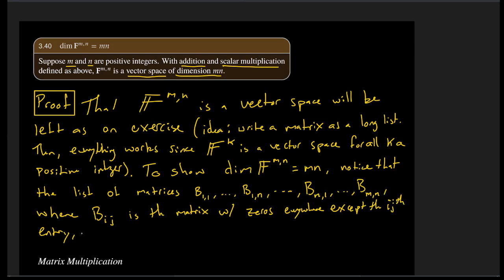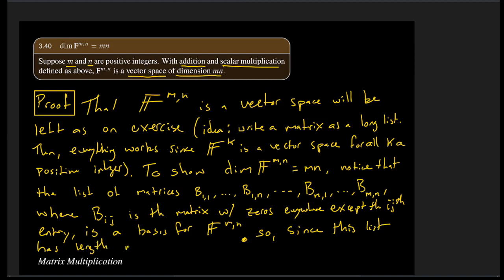This guy is a basis for F^{m,n}. So, since this list has length mn, the dimension of F^{m,n} is equal to mn.